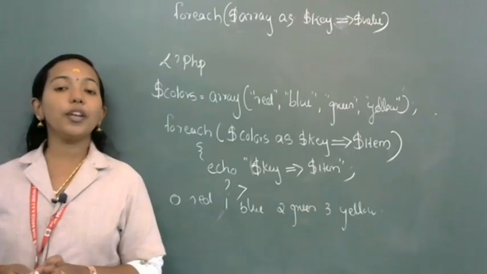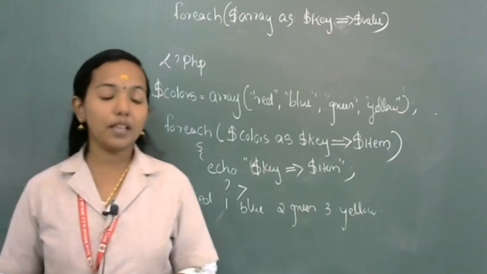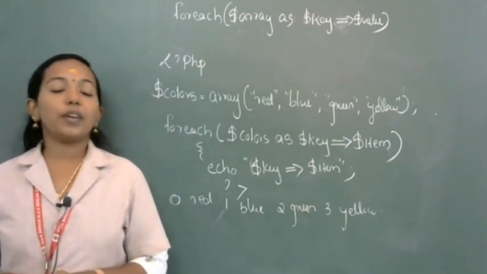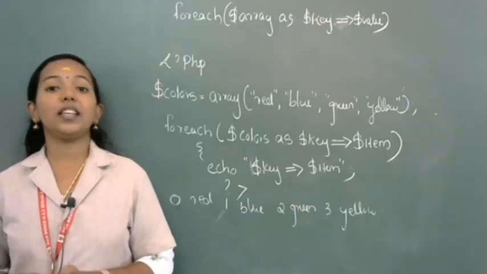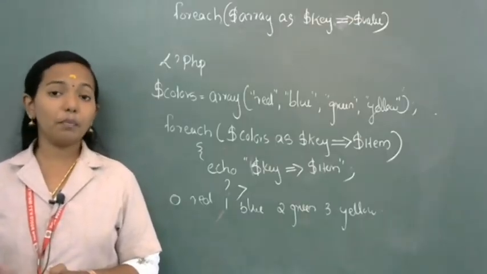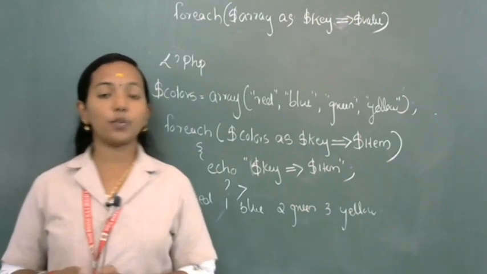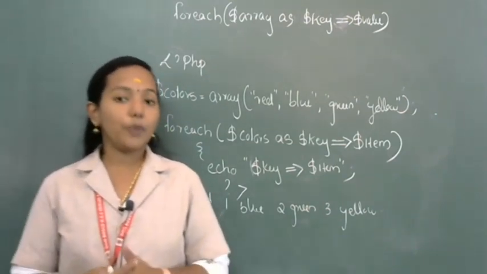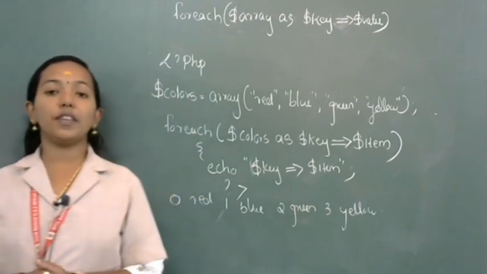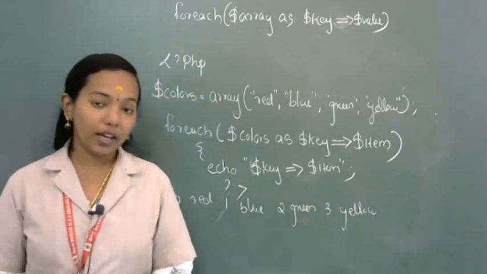Then I am going to give one homework question: explain the different types of arrays in PHP. Explain with example. Both indexed array and associative array you want to explain with example. Okay, hope you understood. The remaining section we will discuss in the next video. Okay then, thank you.